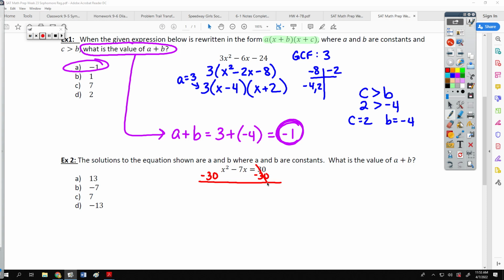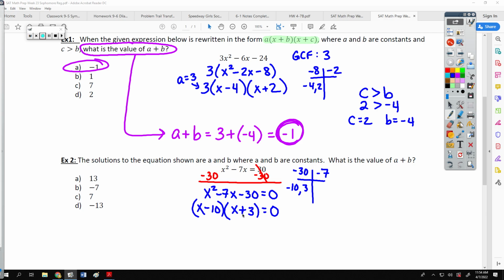So we need to move that 30 to the left side of the equation using subtraction. That would generate x squared minus 7x minus 30 is equal to 0. It's written in descending order or standard form, whichever version your teacher is using. And it is a factorable trinomial. We're looking for a pair of numbers that multiplies to negative 30 and adds to negative 7. That would be negative 10 and positive 3. So when we factor our trinomial, we factor it into x minus 10 and x plus 3.